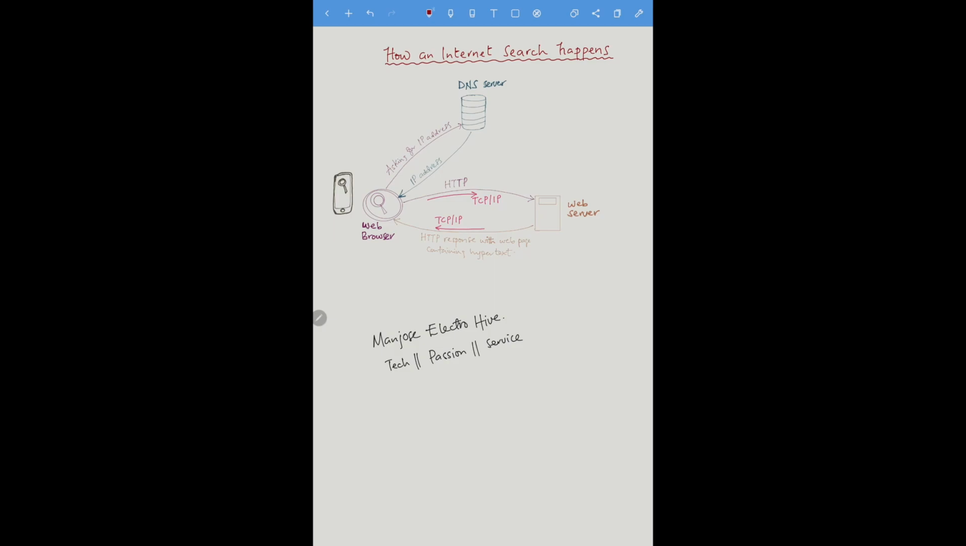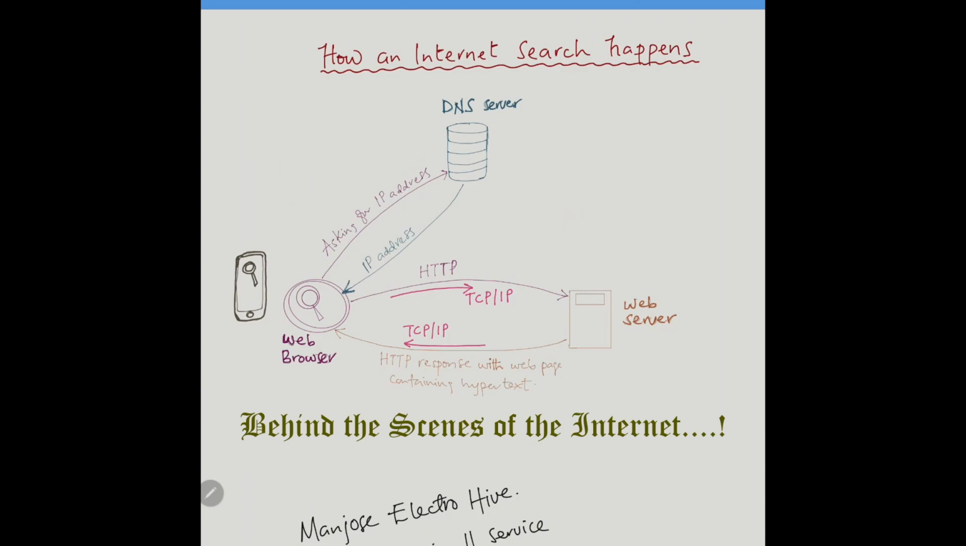Today I'm going to be showing you guys how an internet search happens. When you type in a keyword in the Google search engine, what happens? How is that information that you want accessed in a very small time lag, probably milliseconds? It's very fast. This happens very fast.